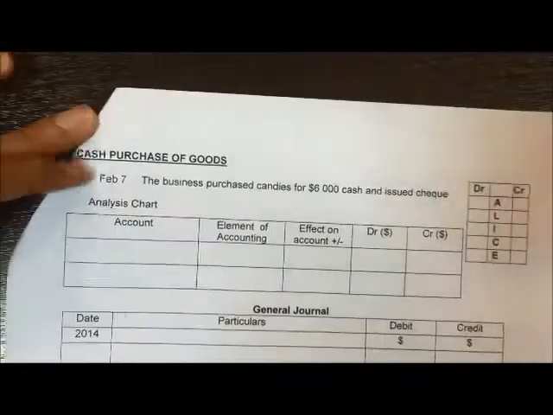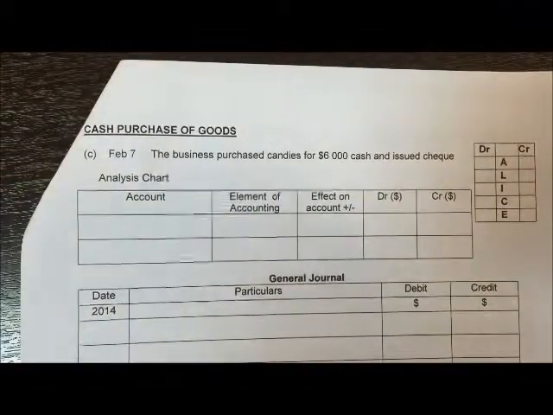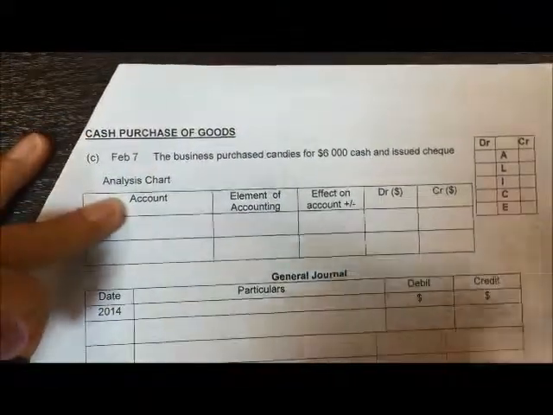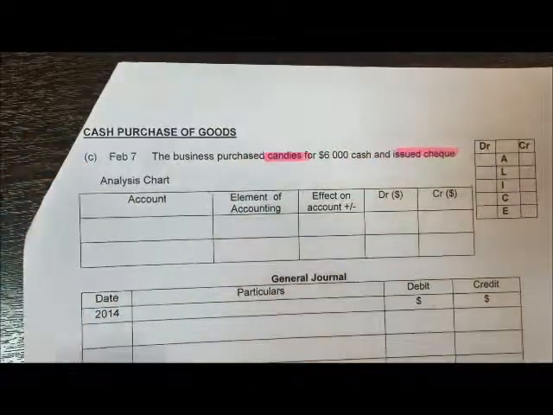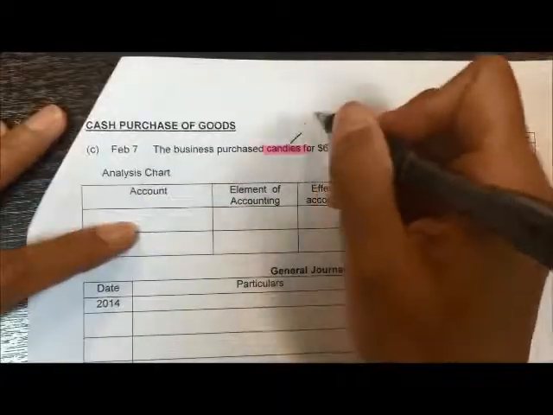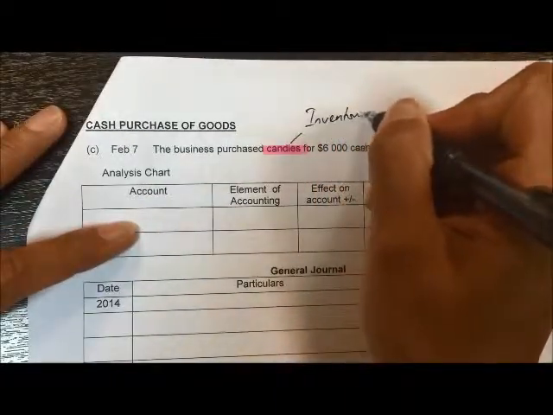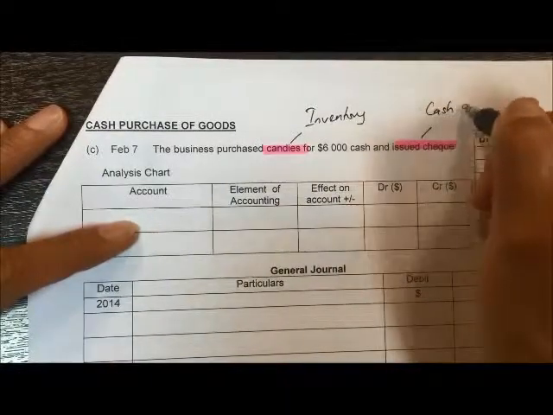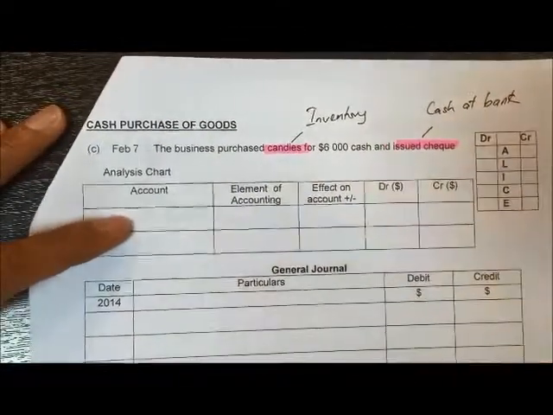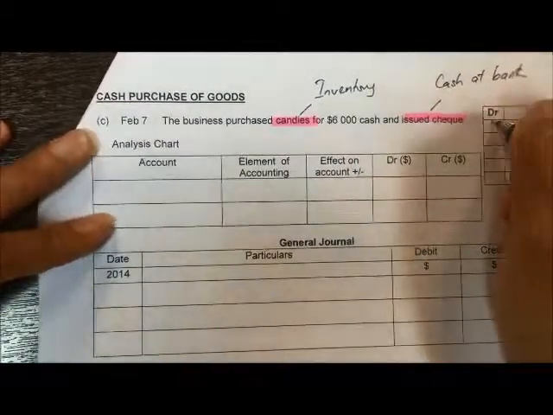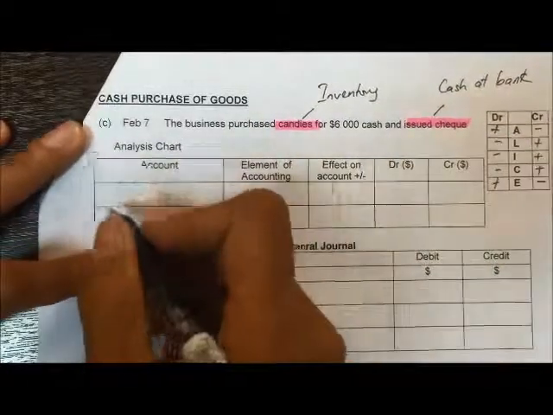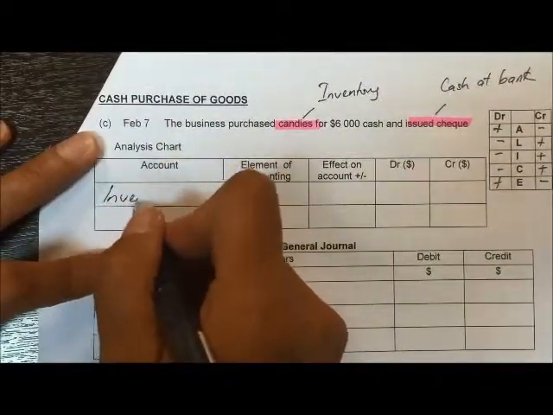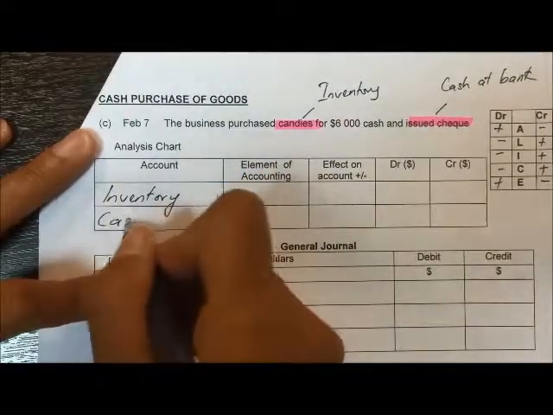Okay, let's look at our final transaction. The business purchased candies for $6,000 cash and issued a check. So the business sells candies, right? So this will be the inventory, and cash at bank will be affected. So let me just write this first. Right, so we have the account inventory and we have cash at bank.